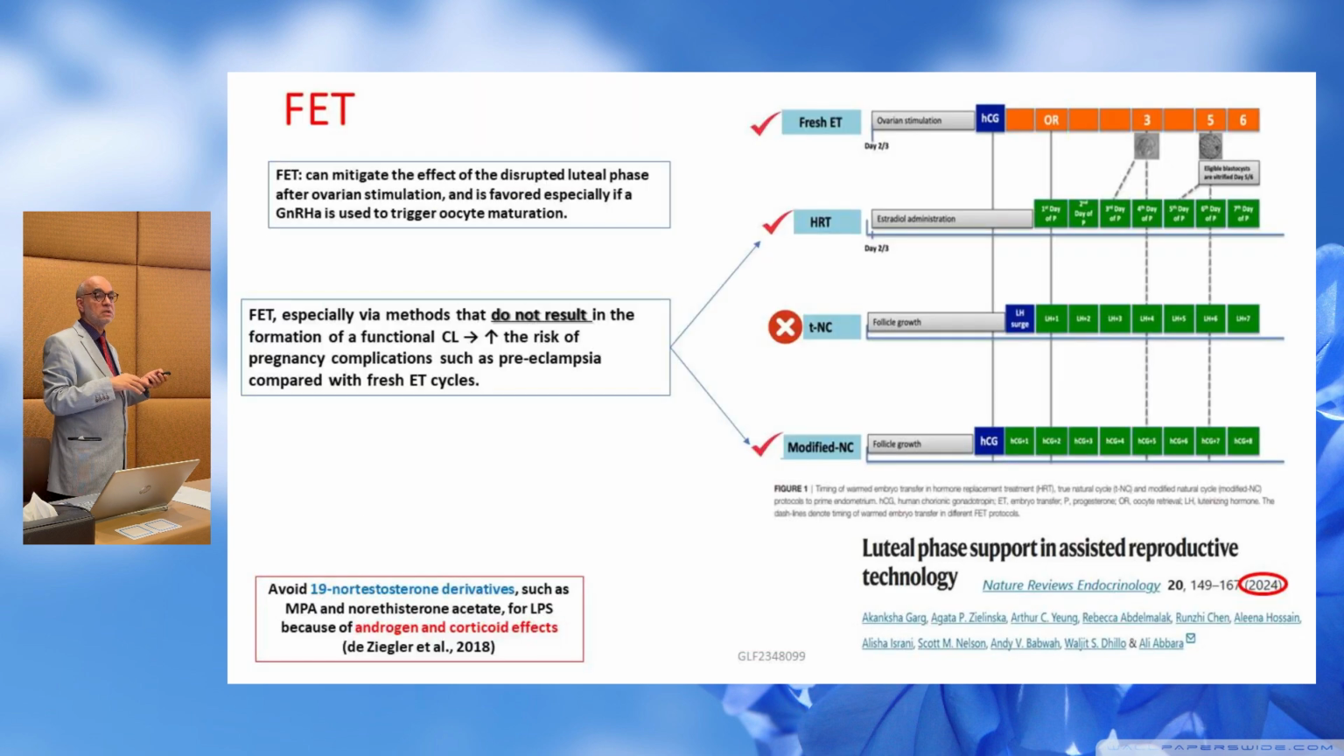Regarding frozen embryo transfer, we can give progesterone or luteal phase support in HRT cycles and modified natural cycle. But natural cycle, we don't have to give luteal phase support. So this is the distribution of which patient should get luteal phase support. Not all cases in my clinic, I have to give them luteal phase support. If she has gynecologic problems, okay, give them. If she is infertile with gonadotrophins or IVF or frozen embryo transfer, give them, okay?